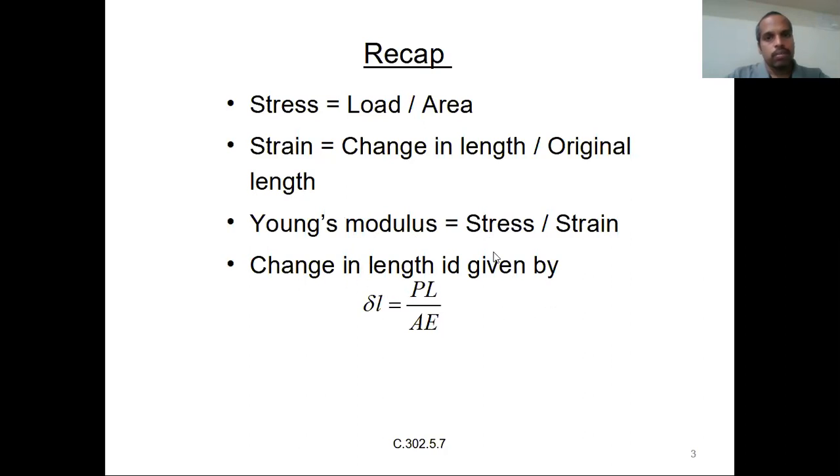By combining all these three things, substituting load by area in this one and strain delta L by L in this one, we obtain the equation for change in length, that is deformation, delta L is equal to PL by AE for axial loads. This is only for axial loads. The product of area and Young's modulus, AE, is called axial rigidity. The product of Young's modulus and moment of inertia, EI, is called flexural rigidity.